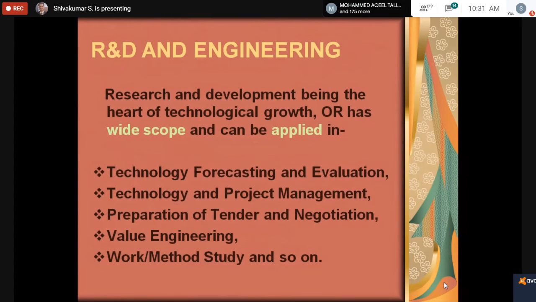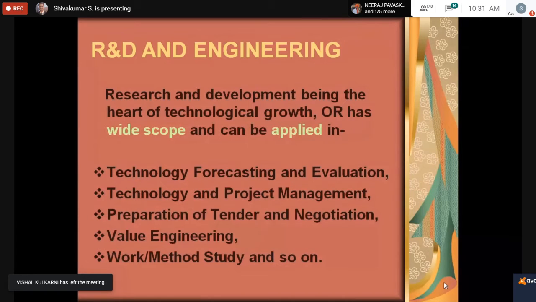In research and engineering, R&D being the heart of technological growth, OR has wide scope and can be applied in technology forecasting and evaluation. Nowadays, technology management is finding lots of scope. If you happen to see some IoT websites, just go through them. On technology management, lots of techniques are available, but we are unable to manage those techniques or technology. And how best could you manage that technology?